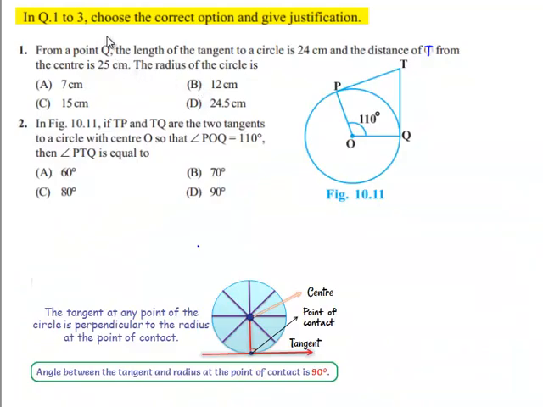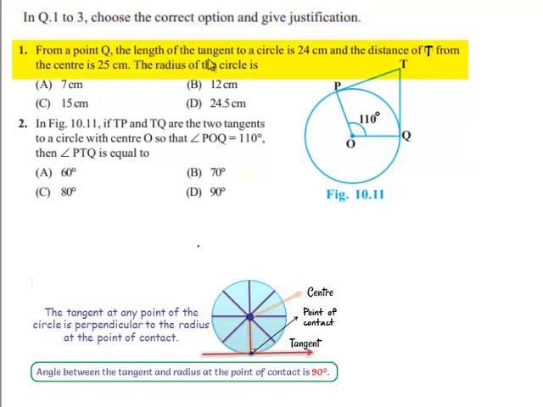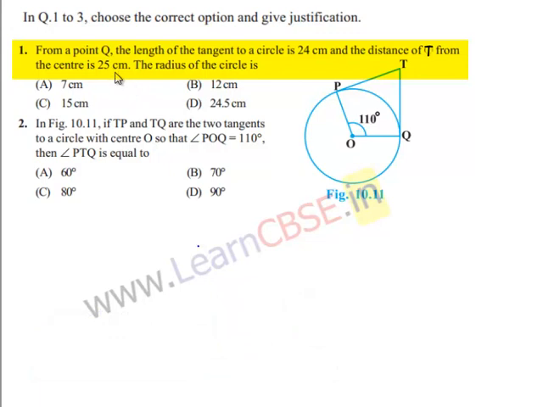In question number 1, 2, 3, choose the correct option and give justification. First question. From a point Q, the length of tangent to the circle is 24 centimeters and the distance of T from the center is 25 centimeters. Then find the radius of circle. Now moving on to solution for the first one.